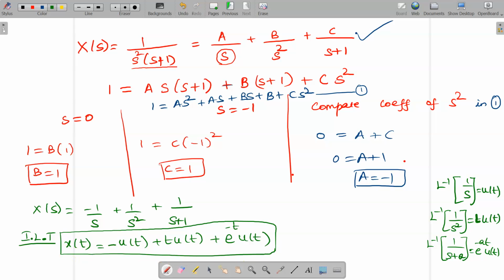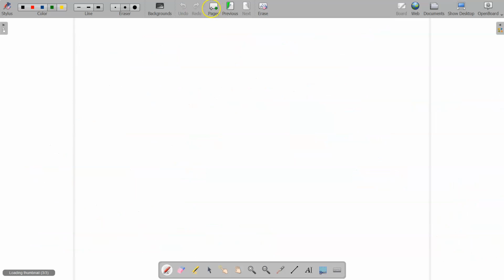Okay, so once you have obtained your x of t, now we have to consider your ROC. The given value x of t is minus u of t plus t u of t plus e power minus t u of t. This is the expression we get when we generally apply the inverse Laplace transform, but they have given the ROC condition. According to that we have to rewrite your expression of x of t. So what is the ROC condition? The ROC condition is that the real part of s varies from minus 1 to 0.